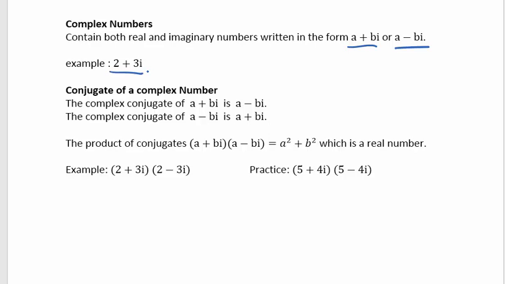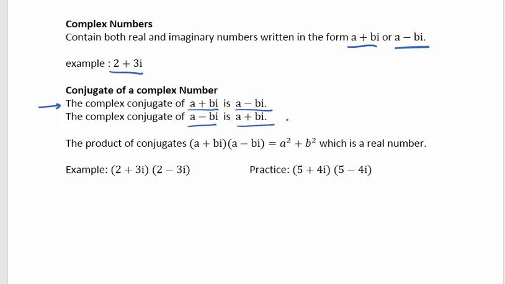Conjugate of a complex number. The complex conjugate of a plus bi is a minus bi. So those two are complex conjugates of one another, and the same is true in reverse. If we take a minus bi, the complex conjugate of that is a plus bi.